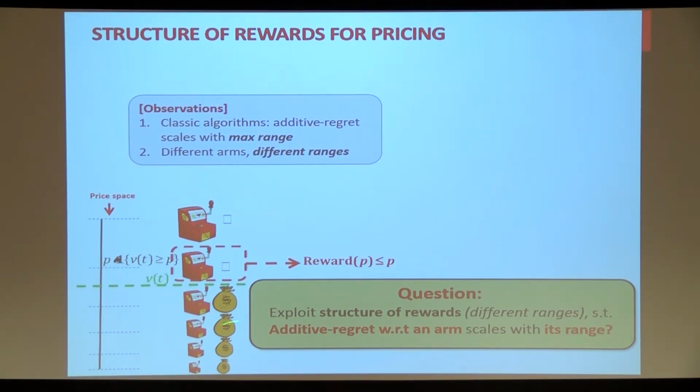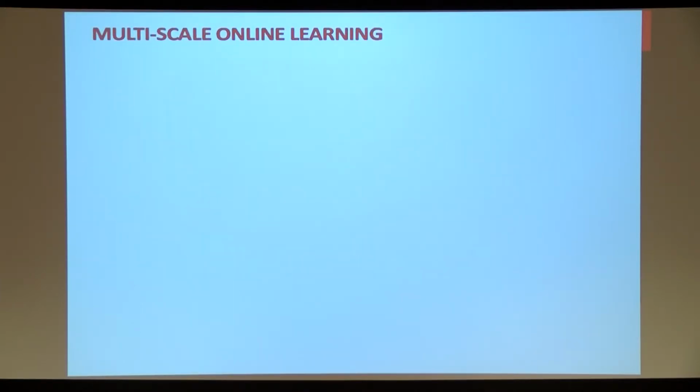In particular, what we are looking for is a regret bound that scales linearly with the range of the arm and not the maximum range. And we call that a multi-scale regret bound. With this brief introduction, I'm going to switch gears to a pure learning problem and a framework that we have in this paper called multi-scale online learning.